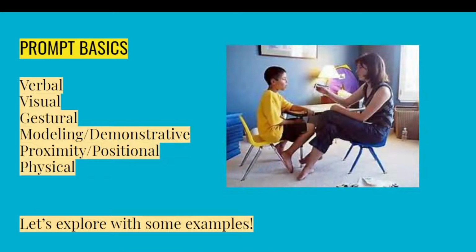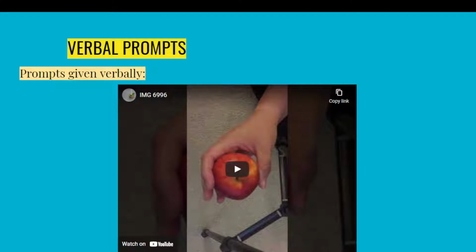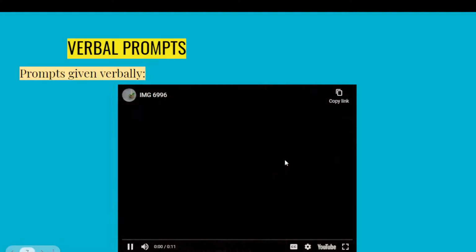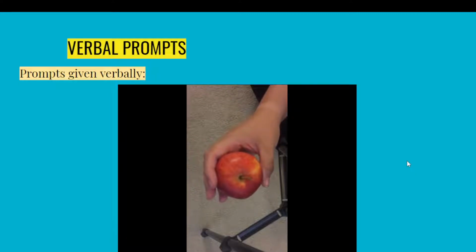Okay, get ready. Prompt basics: verbal, visual, gestural, modeling or demonstrative, proximity, positional, and physical. So let's explore with some examples. Verbal prompts are prompts given verbally. What is it? Apple. You say. Apple. Good job.